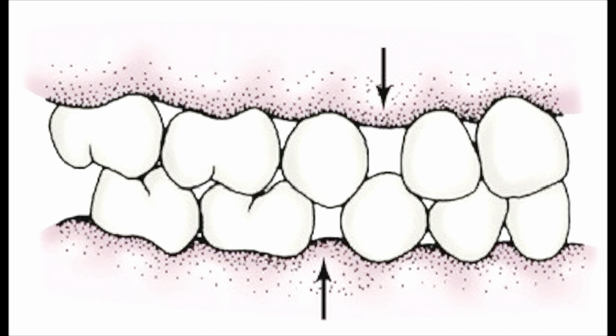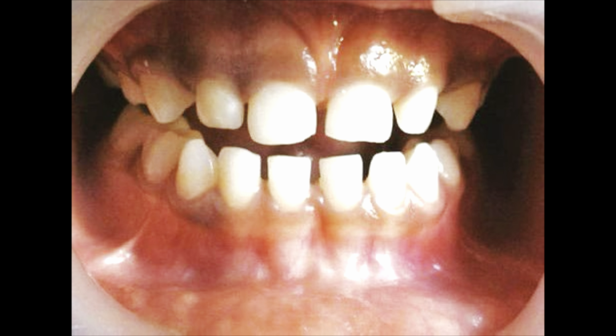Features of ideal primary dentition occlusion. First is primate spaces. Primate spaces in the maxilla are present between the lateral incisors and canines, whereas in the mandible it is present between the canines and the first molars. Then comes the physiological spacing, which is very vital for accommodating the future larger permanent teeth.